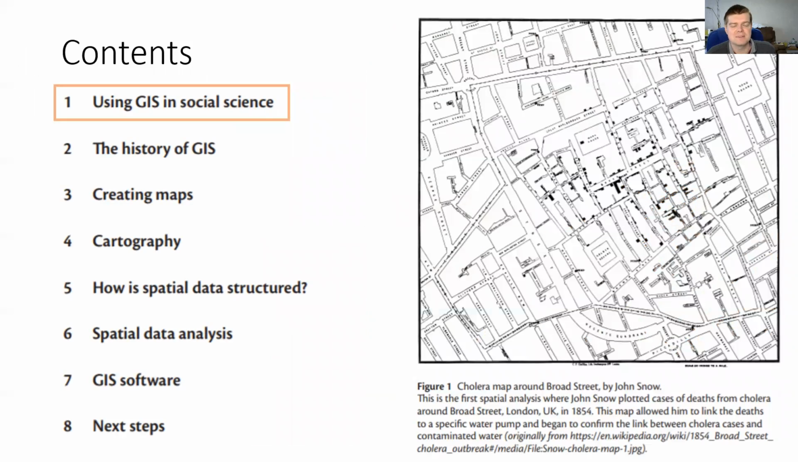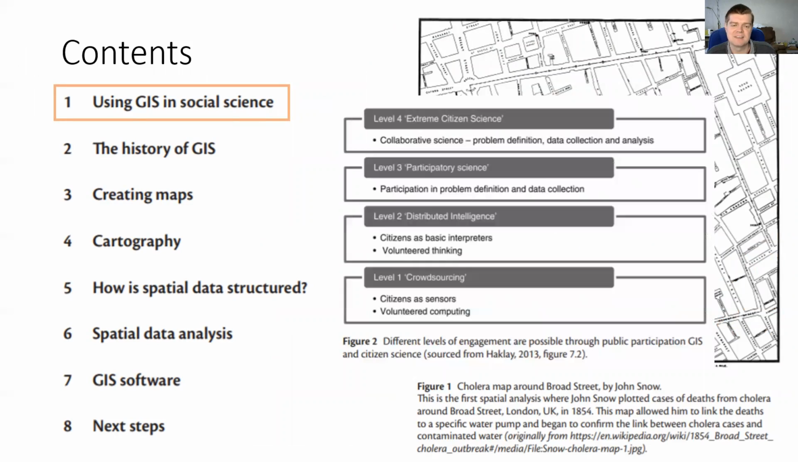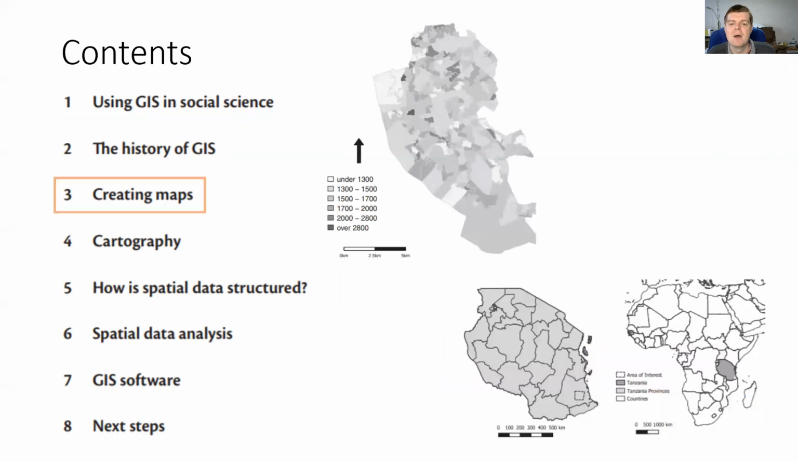So I've got 8 chapters in this book, introducing what is GIS from a social science point of view. We include John Snow's cholera map, probably the first GIS analysis in 1854, and we talk a bit about citizen science and participatory GIS as well, in terms of how we get more people involved in GIS. We also say a little bit about the history of GIS, why we are where we are.